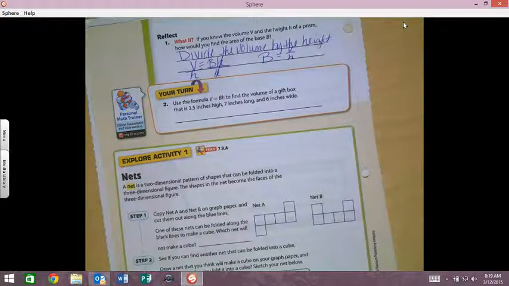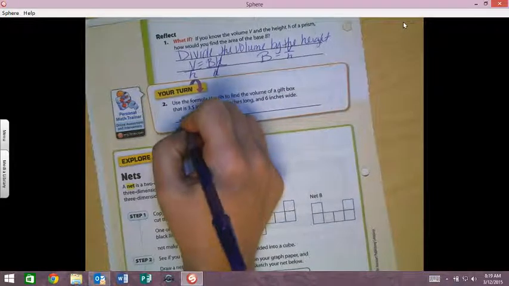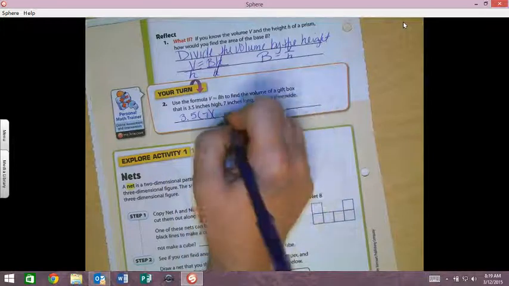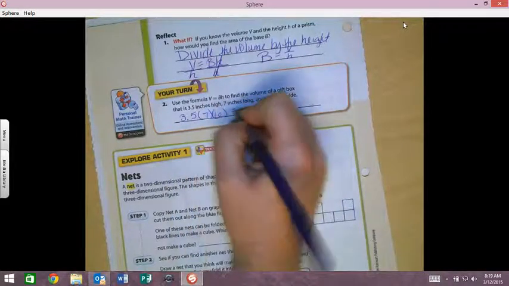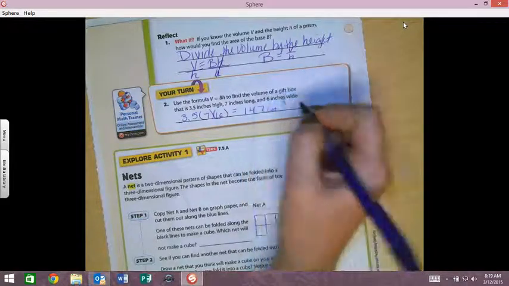And on the your turn, we're using big B times H. Our gift box is 3.5 inches high by 7 inches long by 6 inches wide. So all you have to do is 3.5 times 7 times 6, and that's going to equal 147 cubic inches.